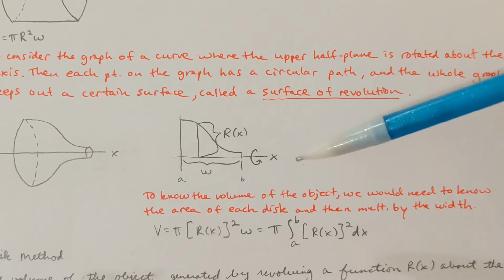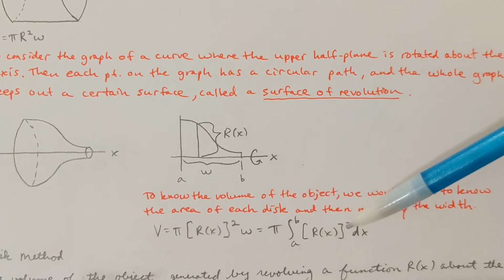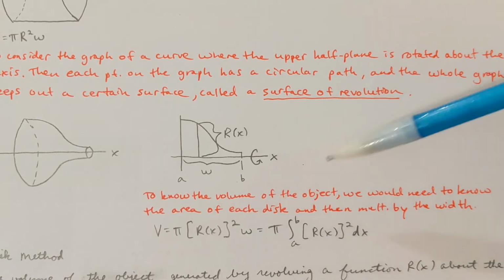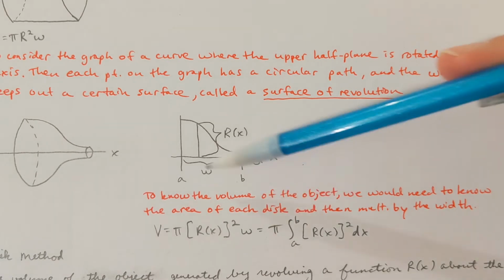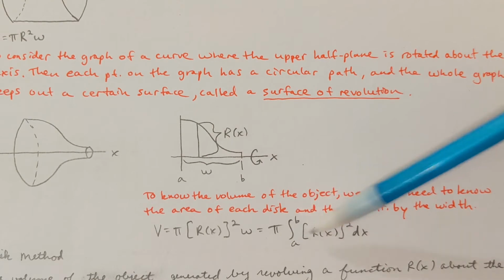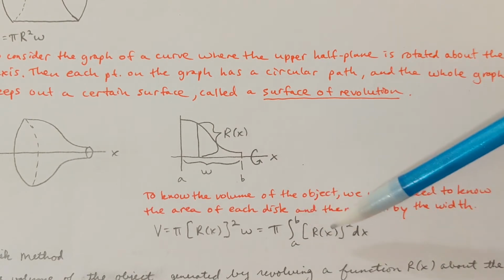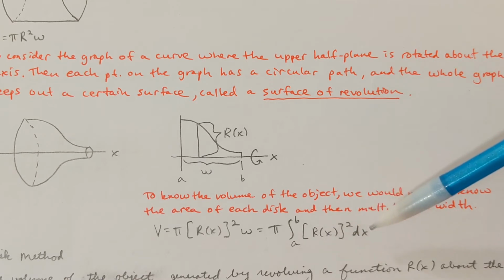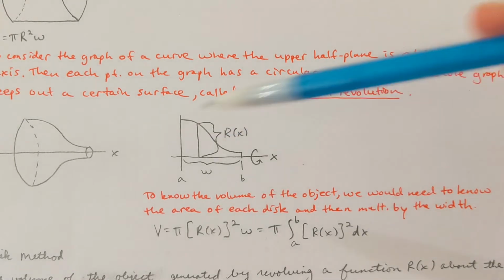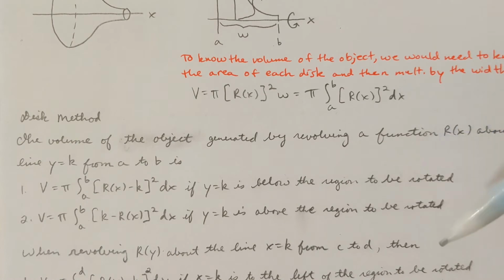Now, in terms of an integral, pi is a constant that can come out of the integral. w is really just the distance from a to b, creating these bounds on my integral. And the integral going from a to b of r of x, the quantity squared, times pi would give me the volume of this 3D object.